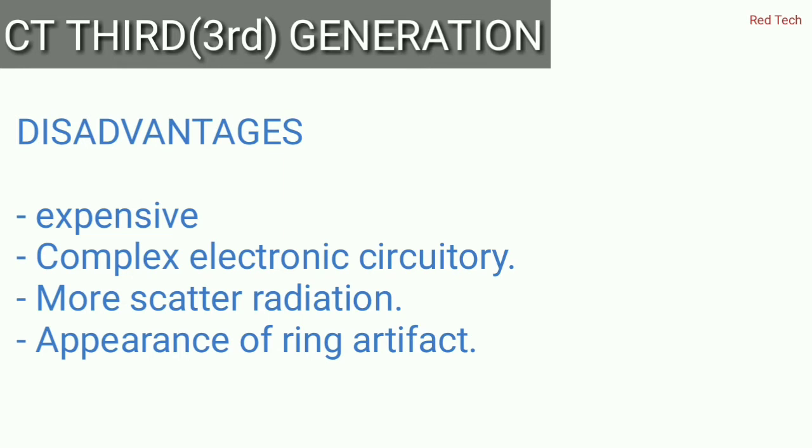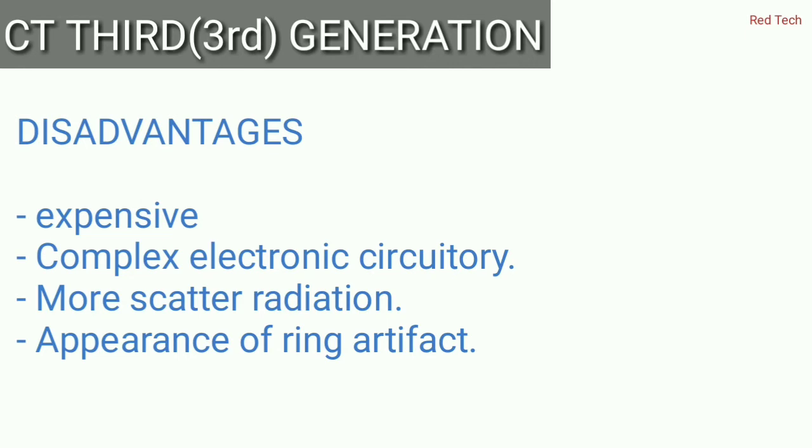Basically the main point you should remember is the appearance of ring artifact. A question may arise in many examinations: in which generation is ring artifact seen? So the answer is third generation CT. Ring artifact arises there. This should be remembered by every radiographer. Complex electronic circuitry is because of the large number of detectors used, so the wiring and connectivity is very hard.